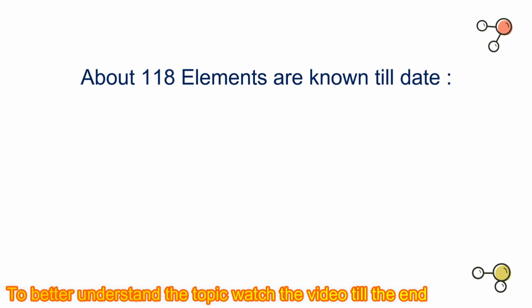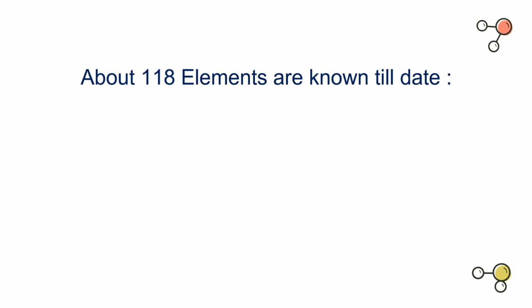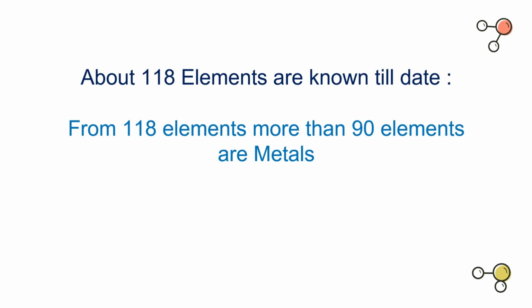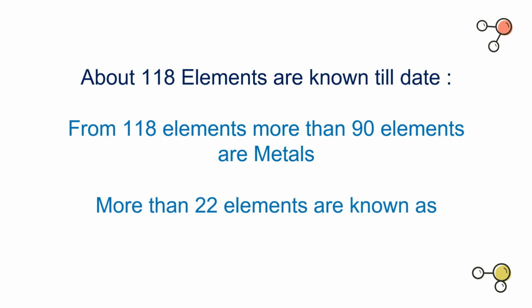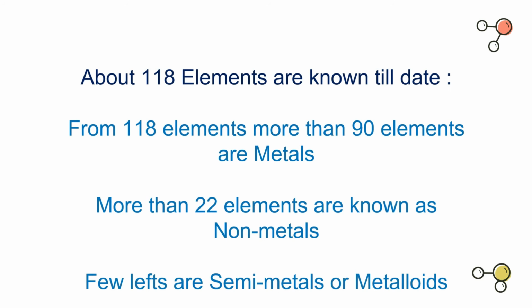About 118 elements are known to date. We have discovered 118 elements throughout human history. Some 90 elements are metals, some 22 elements are non-metals, and the rest are semi-metals.